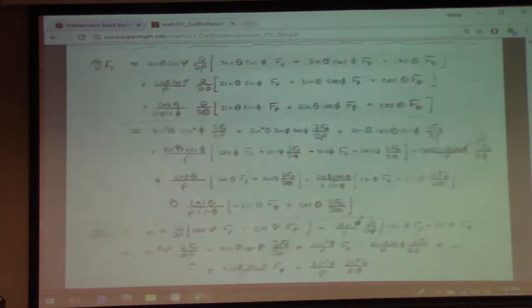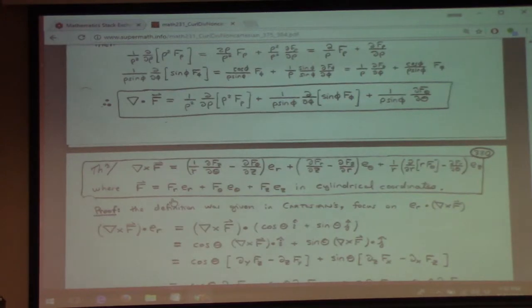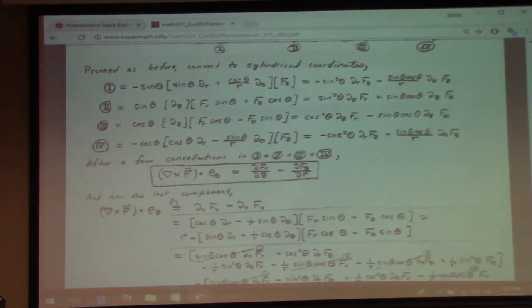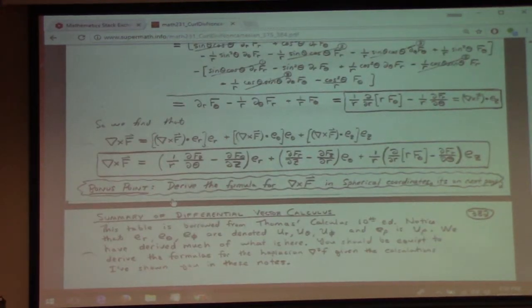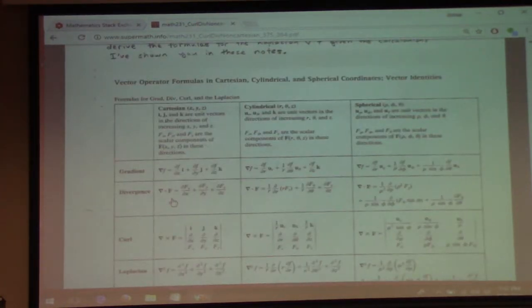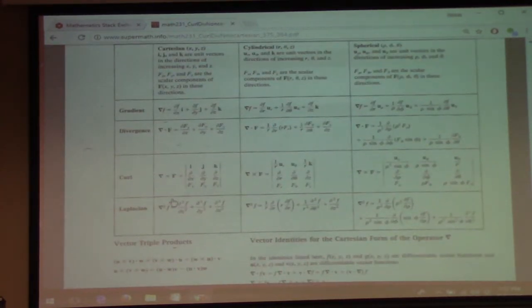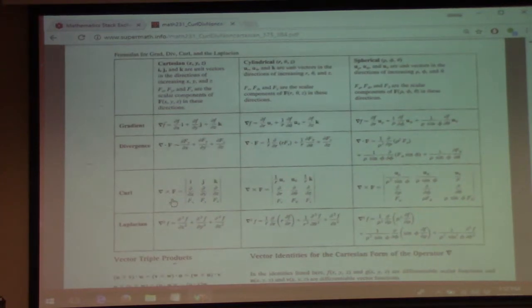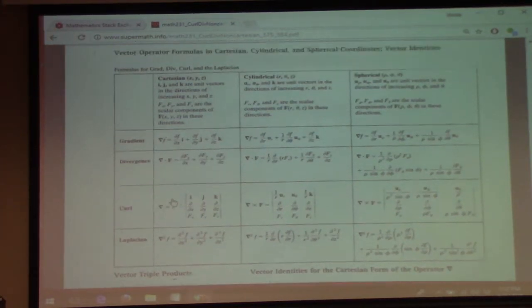As bad as that is, calculating the curl, there's the curl in cylindricals, yay. And behold, the curl in, well, no, not yet. Premature. Here is a table I stole, I think, from Thomas's calculus, or possibly from Griffiths, I forget.